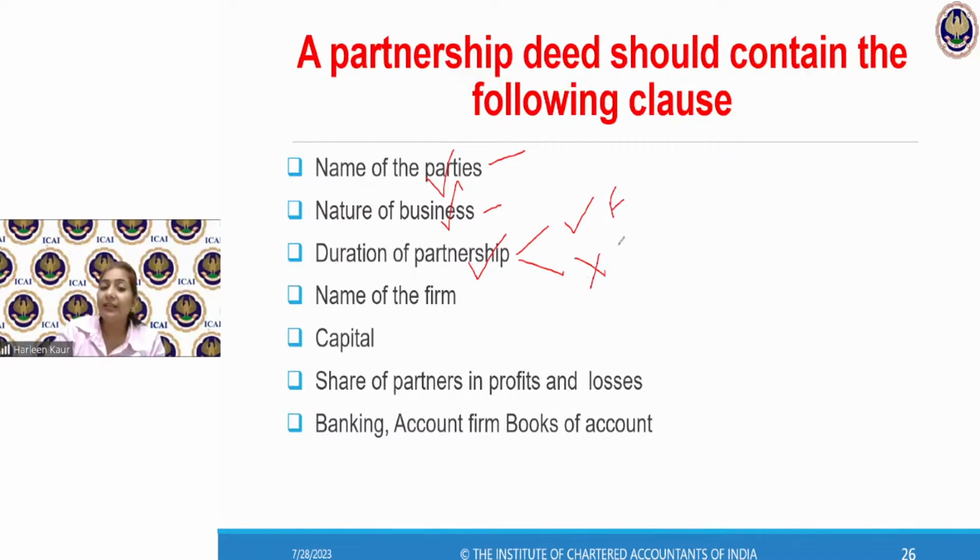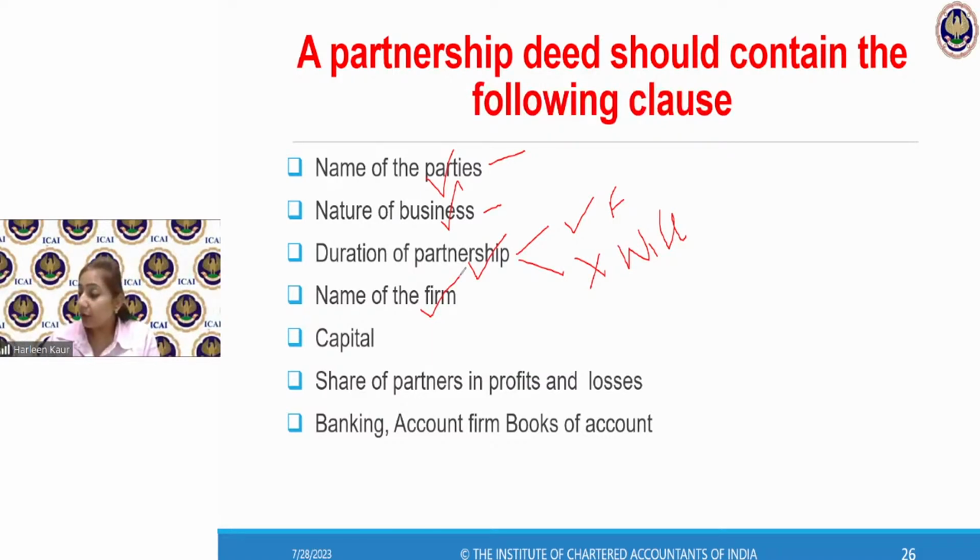If we do not define, then it is the partnership at will. Okay, so if we are defining how long we will be continuing, it is a fixed partnership. And if we do not define, then it is partnership at will. What is the name of the firm? The firm's name should not be the same as one already existing. So you have to be very careful about what name you choose for the firm.